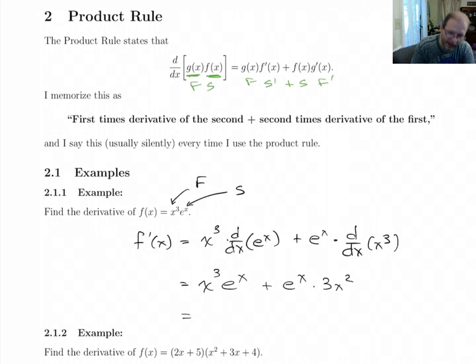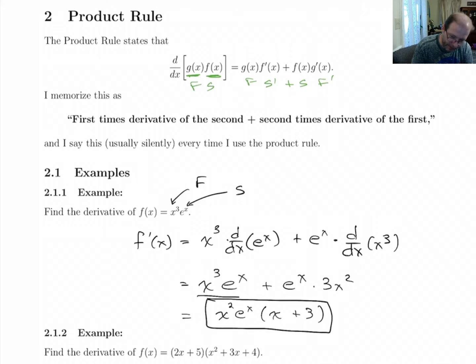Now on this one, I can factor some stuff out. I can factor out x squared and e to the x, and then what's left over here is an x, and over here there's a 3 left over. So that's my derivative.